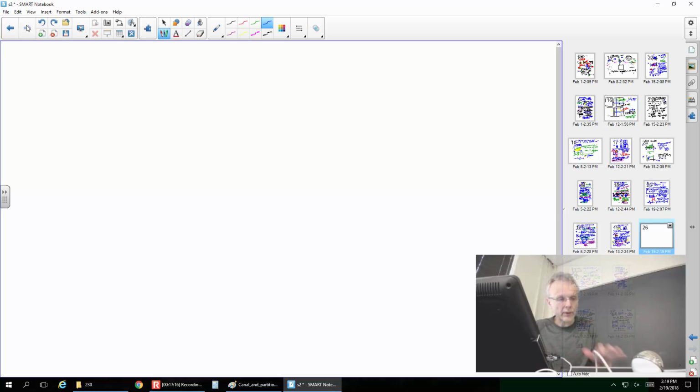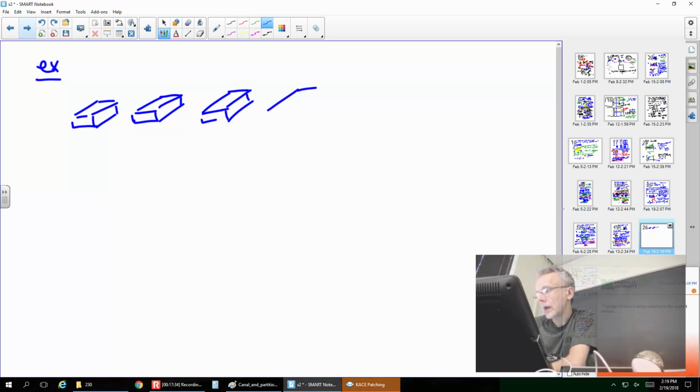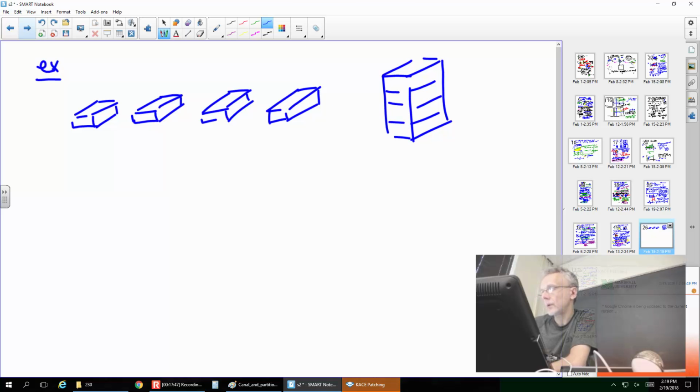So let's start with this simple example: bricks. Lifting bricks, stacking bricks. Suppose I have 4 bricks, and what I want to do is stack them up. Okay, so from 4 on the ground, I want to bring them and put them in a stack.